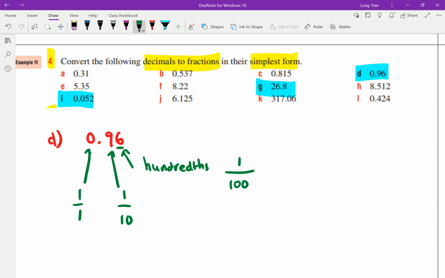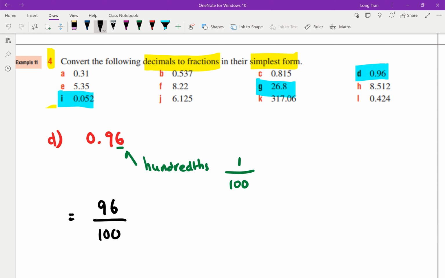Okay? Now, if I were to write this as a fraction, this is all simply, since I've got 6 as my hundredths, that means I've got 96 hundredths. So if I were to write that language down, this is what your answer should look like. 96 hundredths. That's it. I'm literally just reading what I see.